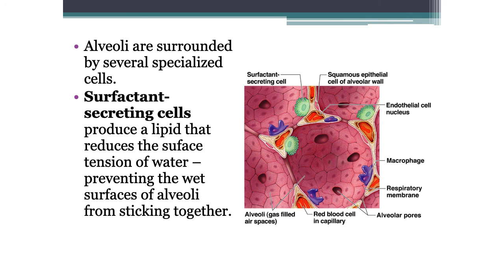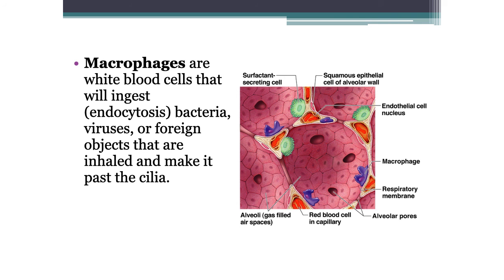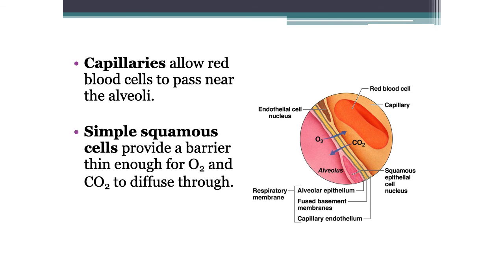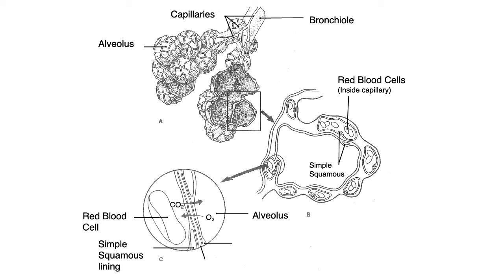Surfactant-secreting cells produce lipid that reduces the surface tension of water, preventing the wet surfaces of the alveoli from sticking together. Macrophages are white blood cells that will ingest bacteria, viruses, or foreign objects that are inhaled. Capillaries allow red blood cells to pass near the alveoli. And simple squamous cells provide a barrier thin enough for O2 and CO2 to diffuse through. And here is, again, a diagram showing the alveoli, the capillary, and the gas exchange.